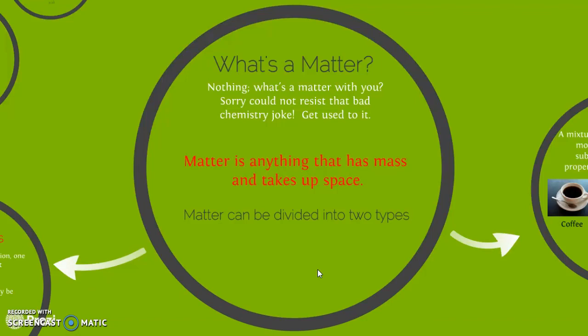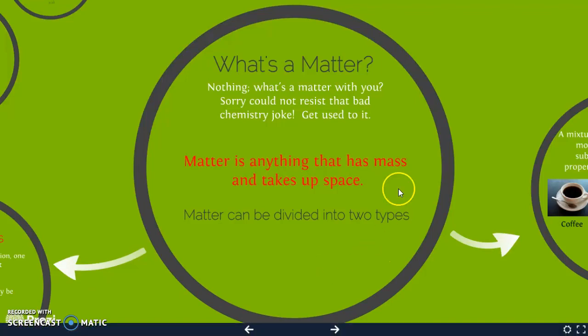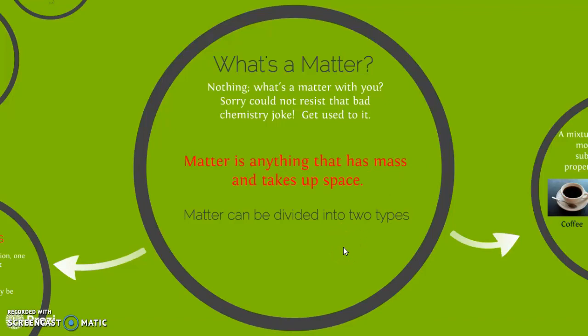All right, so matter by definition is anything that has mass and takes up space. So mass and volume. Those are the two criteria for anything that is considered matter. Energy does not have mass, energy does not take up space, therefore energy is not matter.